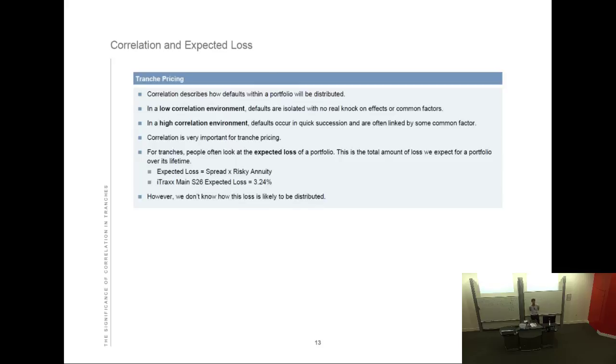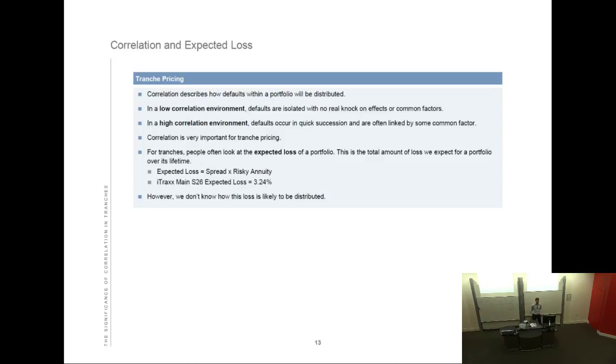Okay? So that's very important. Low correlation means defaults are isolated, they happen here and there, but they don't really have knock-on effects on other names. So many isolated defaults that can happen in high quantity. Now, high correlation, on the other hand, means that there's a high chance that defaults happen in conjunction with each other. So either everything in the portfolio defaults or nothing defaults. It's kind of like a more binary world, right?